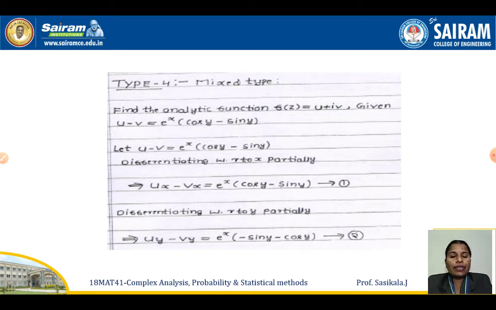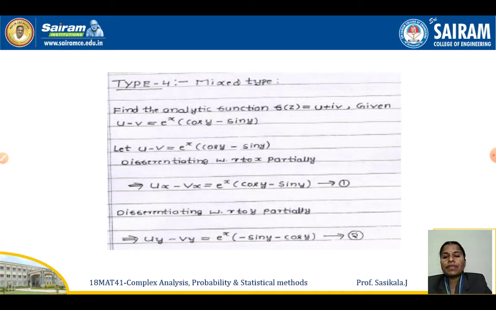Find the analytic function f of z equal to u plus iv, given u minus v is equal to e power x of cos y minus sin y. So the question is given, it is not only the real part or imaginary part. There is a relation of both real and imaginary parts: u minus v is equal to e power x of cos y minus sin y.